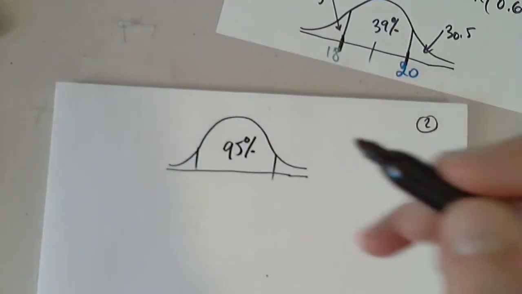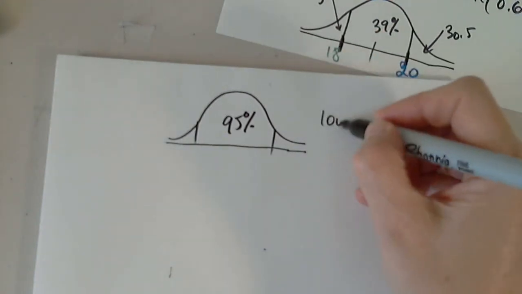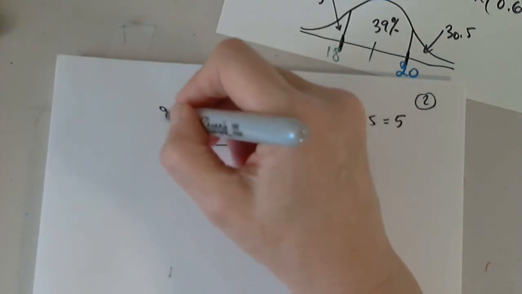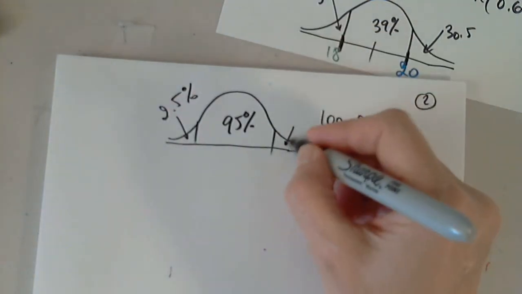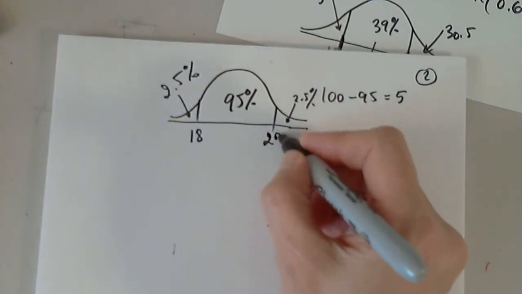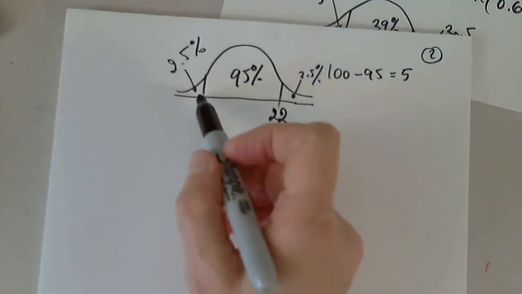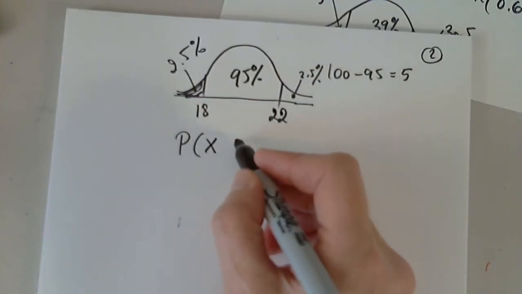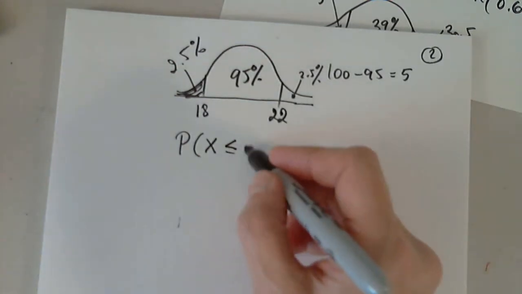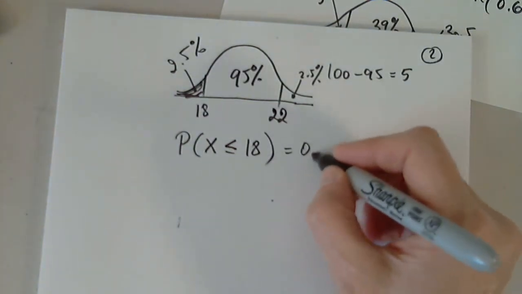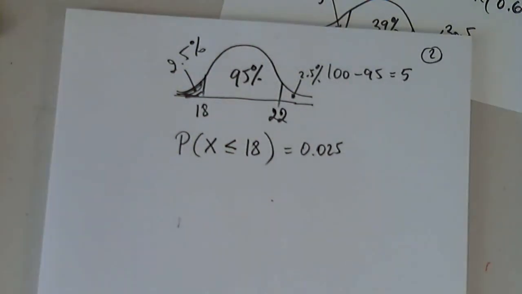So for 95, 100 minus 95 is 5. So this is 2.5%, and this is 2.5%. And you got here between 18 and 22? Yes. Now I would like you to determine this probability. The probability that x is less than or equal to, it makes no difference. And tell me what you get. Because if you do not get 0.025, something is wrong. Your area has to be this.